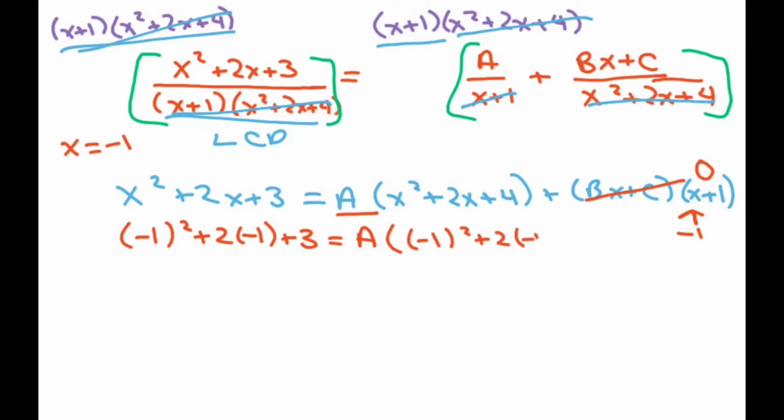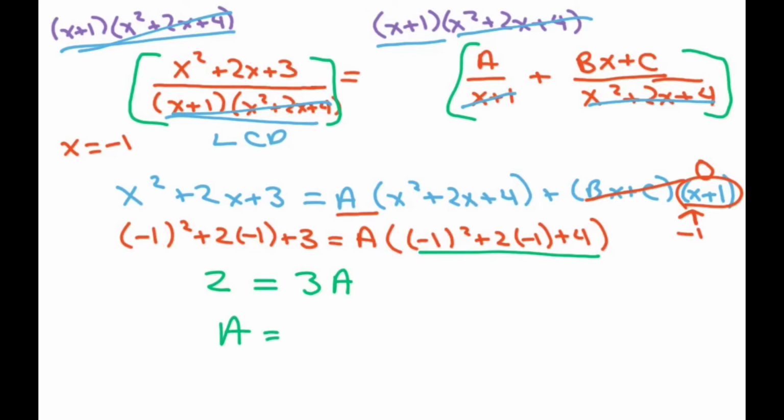Everywhere there's x, I'm putting -1. And of course, again, if you plug in a -1 here, that cancels out, so I don't need to write that. So simplifying this side, this equals 2, and all of this equals 3A. So our A equals 2 over 3.